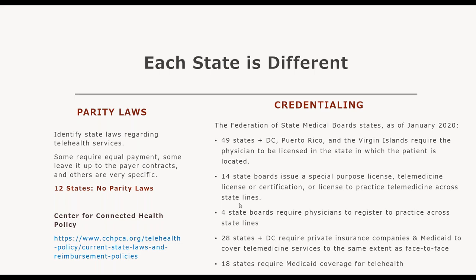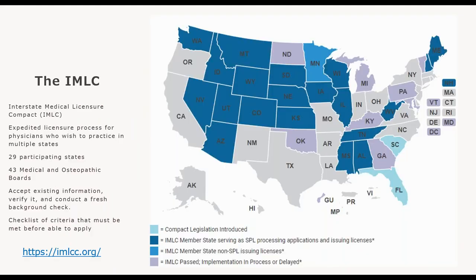28 states and DC require private insurance companies and Medicaid to cover telemedicine services to the same extent as a face-to-face visit. That's awesome. 28 states, not enough. We need all the states to do that, right? And then 18 states require Medicaid coverage for telehealth. That's actually expanded. One state requires private insurance to reimburse telemedicine services. So you have to reimburse for it. Okay. And that means that it has to be in the patient's coverage, right, as a benefit.